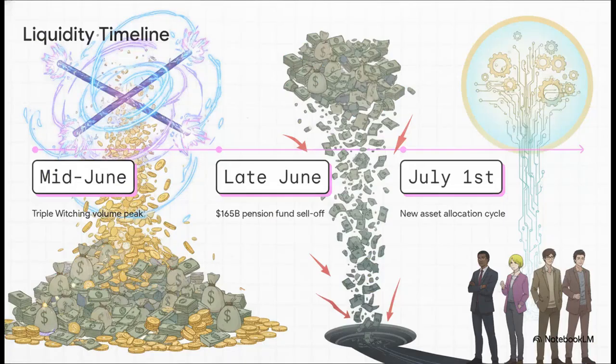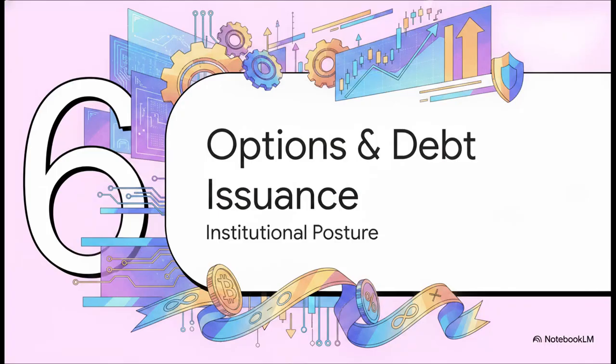Looking at the timeline, we recently passed the massive volume peak of the mid-June triple witching. Now, this $165 billion late June equity supply overhang is poised to dominate price action. That dynamic will remain in play until the new asset allocation cycle for target date and passive funds begins on July 1st. Section 6. Options positioning and debt issuance.